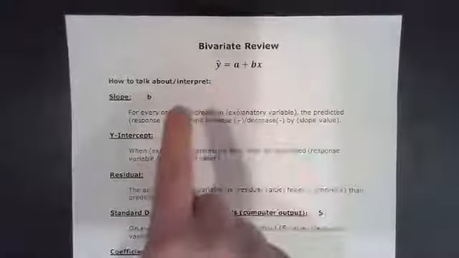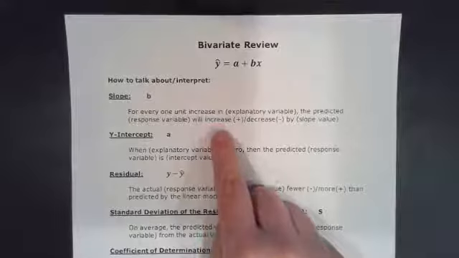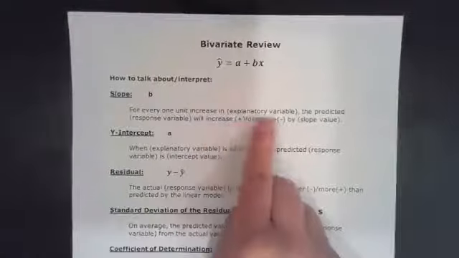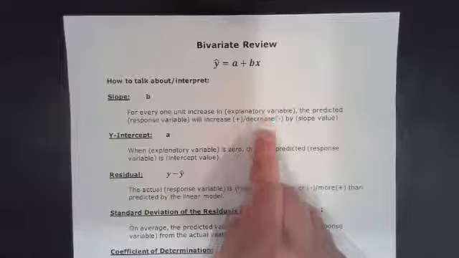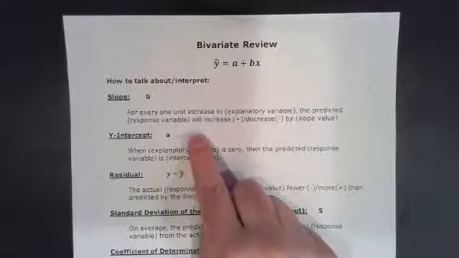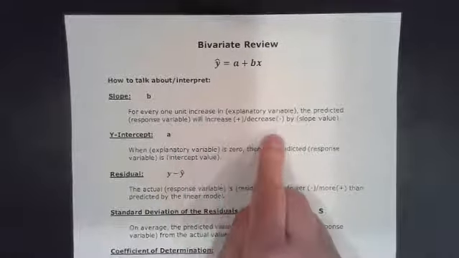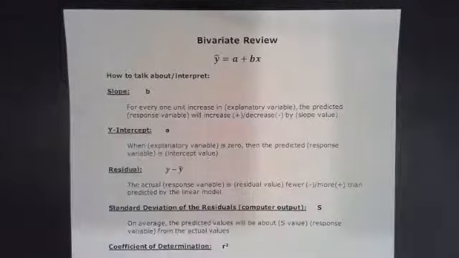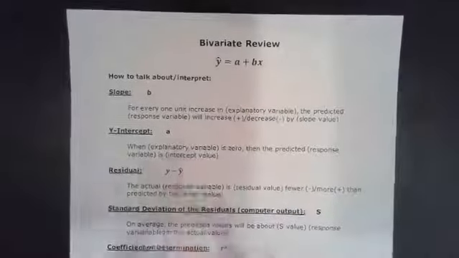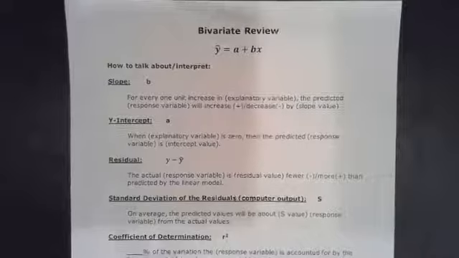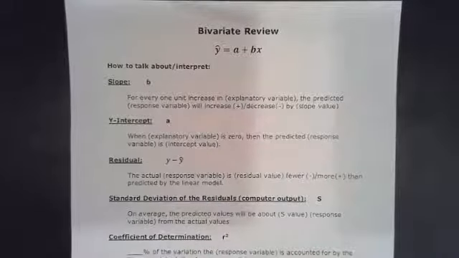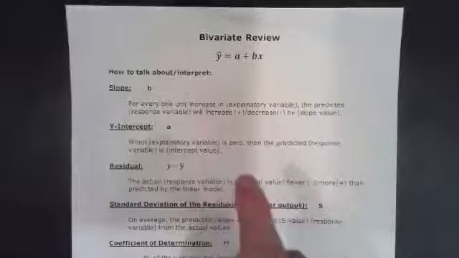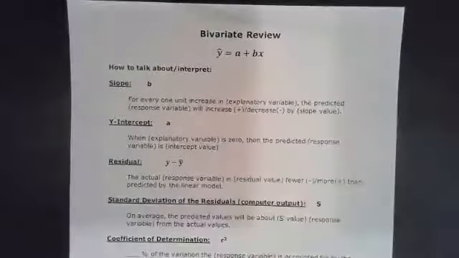So how we interpret this: b is the slope, and how we phrase it is, for every 1 unit increase in the explanatory variable, x, the predicted or response variable, y hat, will increase or decrease by whatever the slope is, depending on whether it's positive or negative. The y-intercept is a, and we explain this by saying when the explanatory variable, x, is 0, then the predicted value, or the response variable, is whatever that y-intercept is.